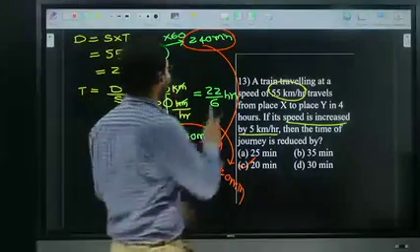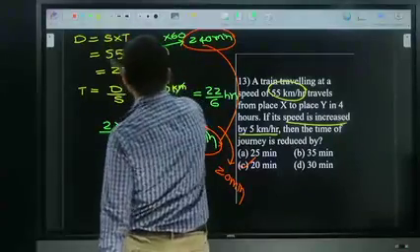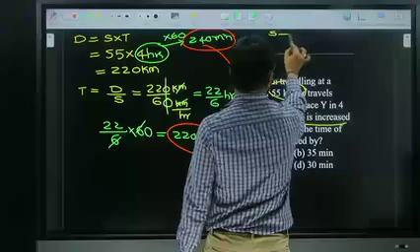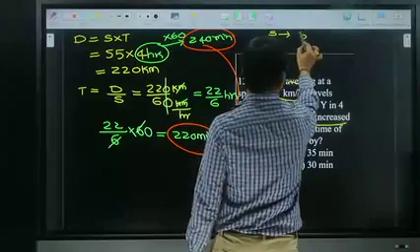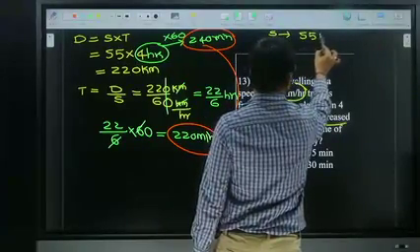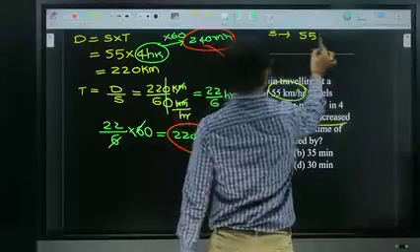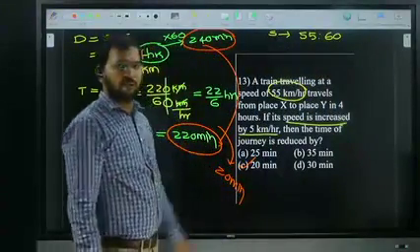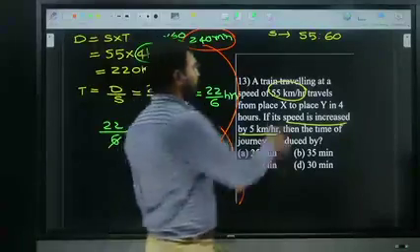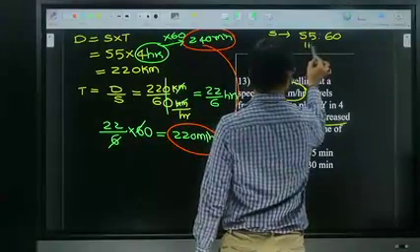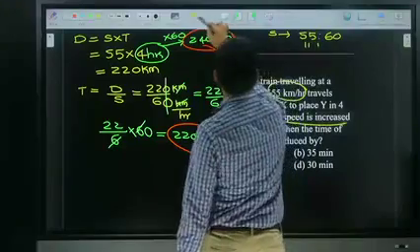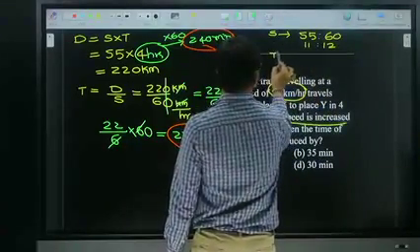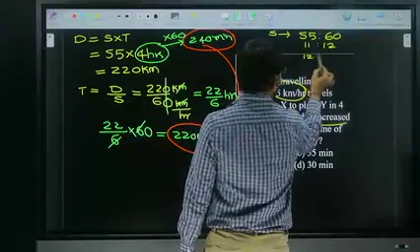So once again I will explain. Don't worry. Just observe. Here they have given the speed ratio. The speed ratio is 55 is to 60. Why is this 60? Because 5 kilometers per hour increases, so 60. That is nothing but 11 is to 12. Therefore the time ratio is 12 is to 11.